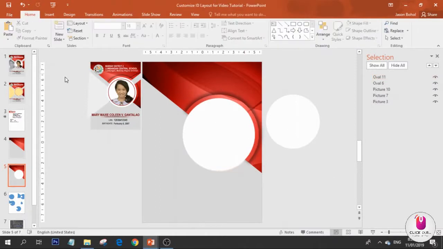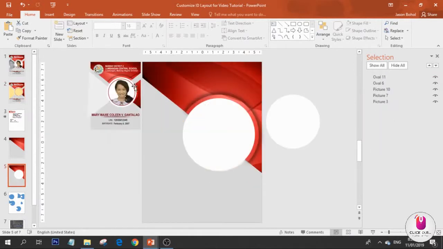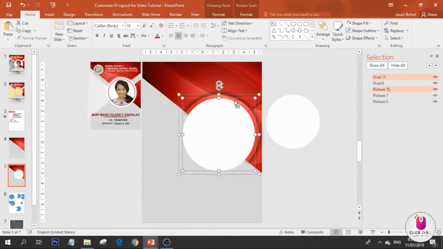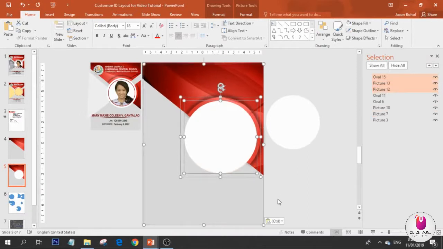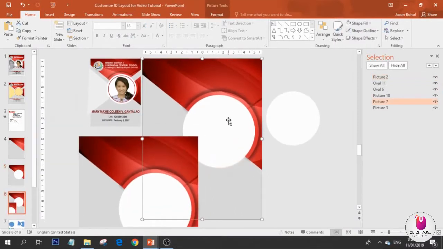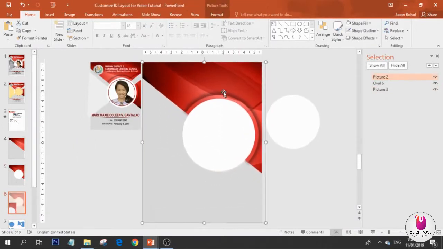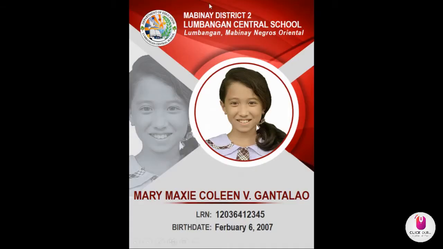And then, we're going to have this. Ito po, area na to. Tatanggalin po natin siya. Paano po siya? So, this one, and this one po. Copy, paste po siya. Copy, paste, and make it picture na lang po. Then, go to duplicate. So, for this part po, tatanggalin natin siya lahat. Tapos, ilalagay po natin ito. Okay, next. Sorry.